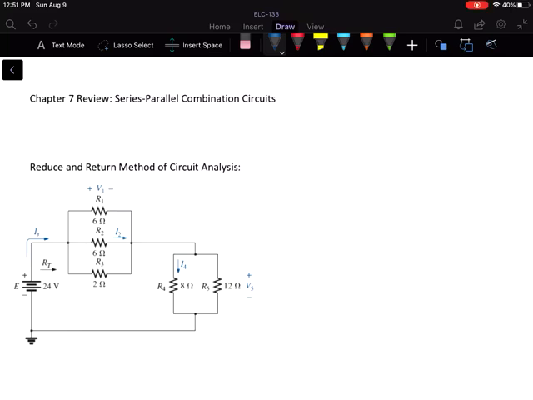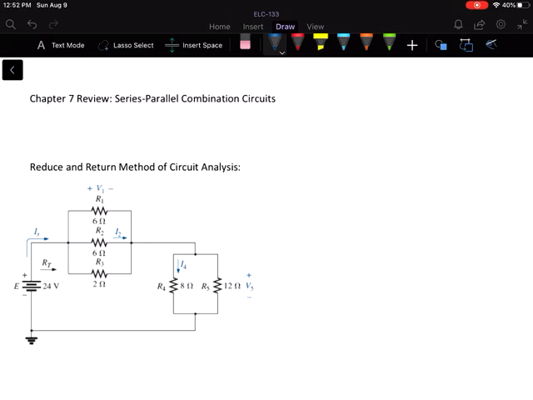Let's look at just a couple of problems in Chapter 7. These were series parallel combination circuit problems, and I'm going to highlight a couple different methods you can use when you're analyzing these basic DC circuits. So first we're going to look at the reduce and return method of circuit analysis.